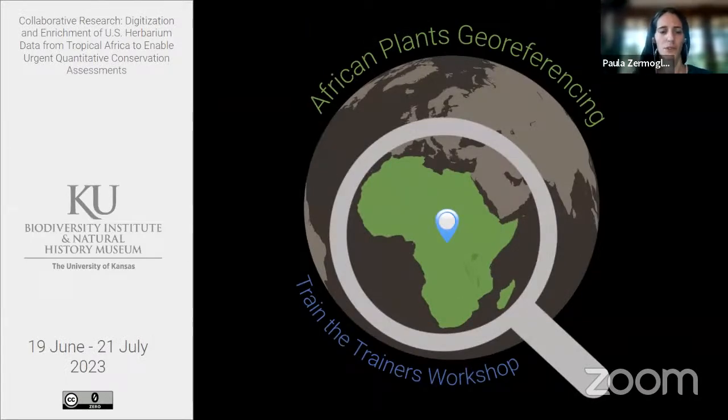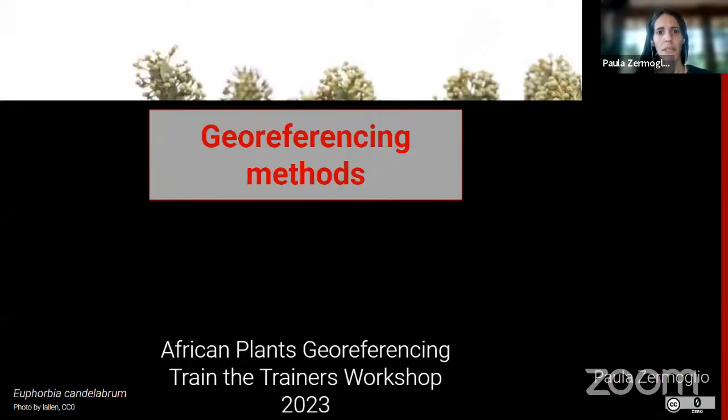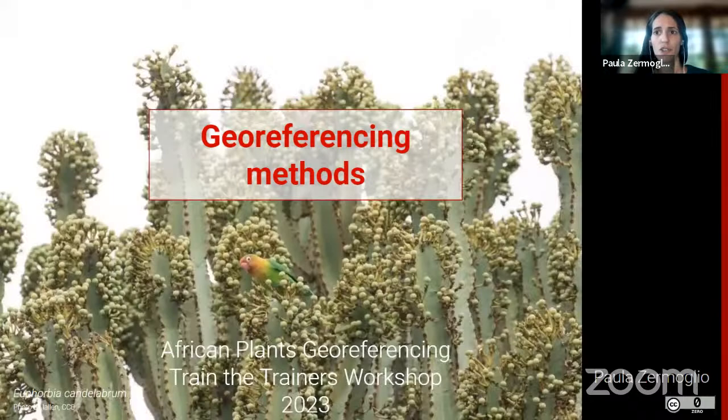Excellent. The screen. Okay, so our next topic is going to be georeferencing methods. And during this talk, we're going to show you some different methods that we can use for georeferencing. And keep in mind that during this course, we're going to make emphasis on one of them in particular, which we're going to mention in a moment.